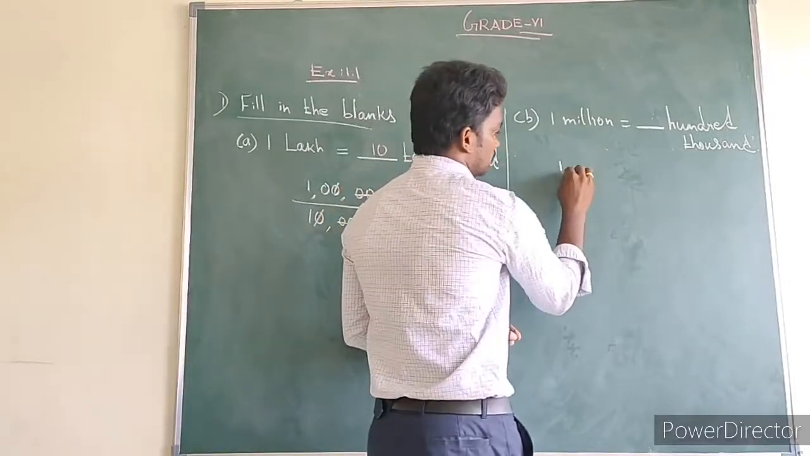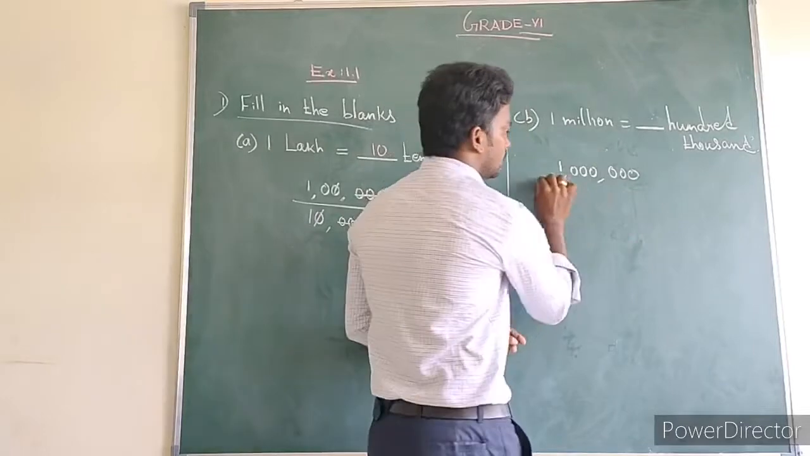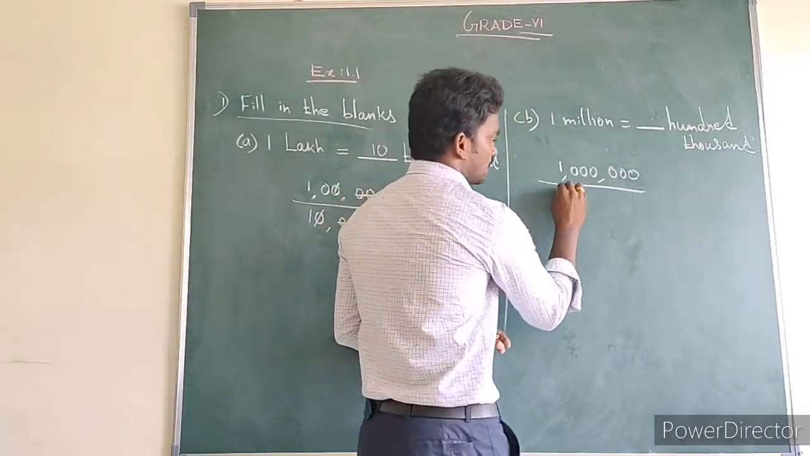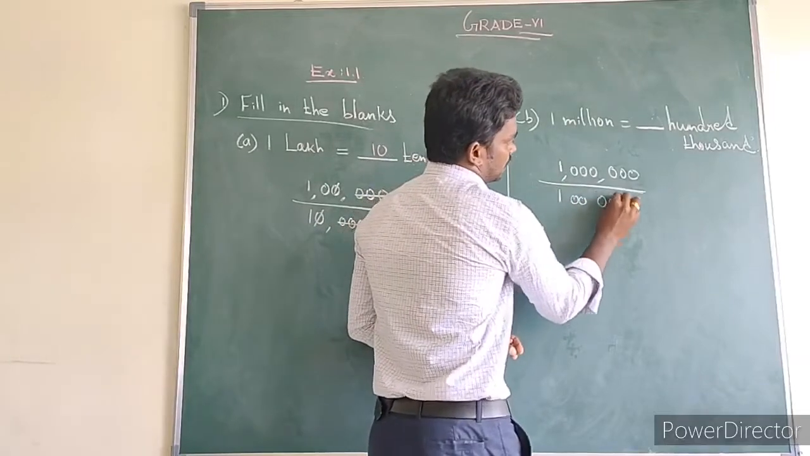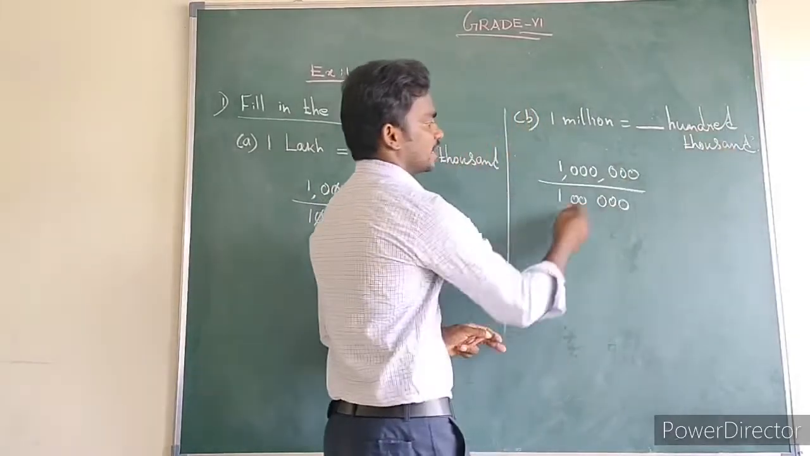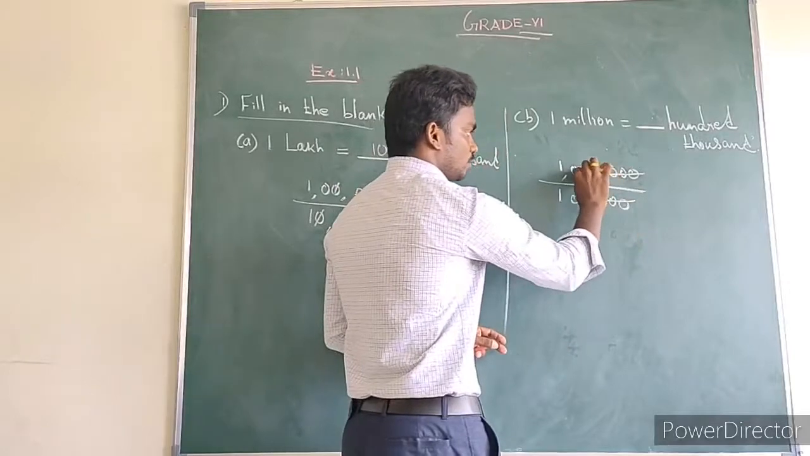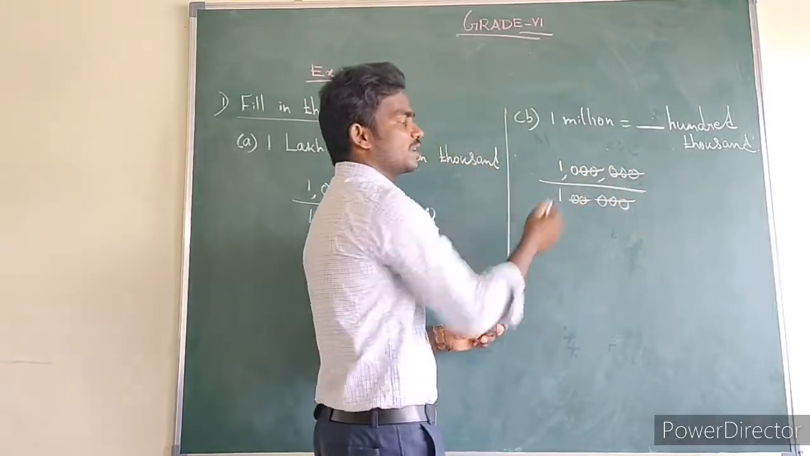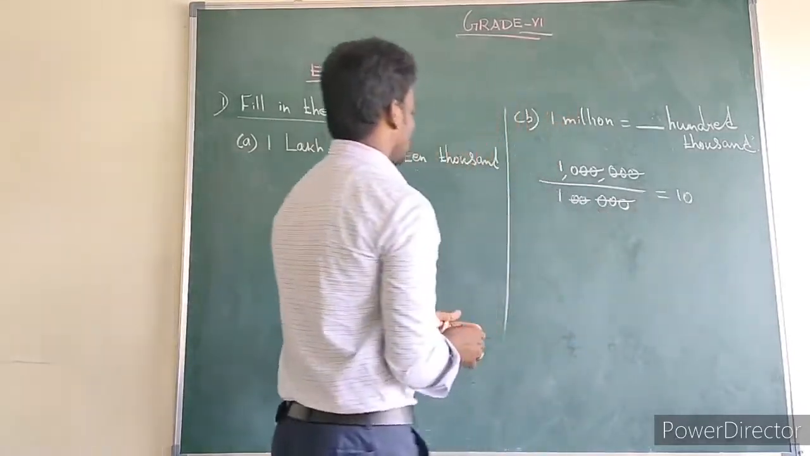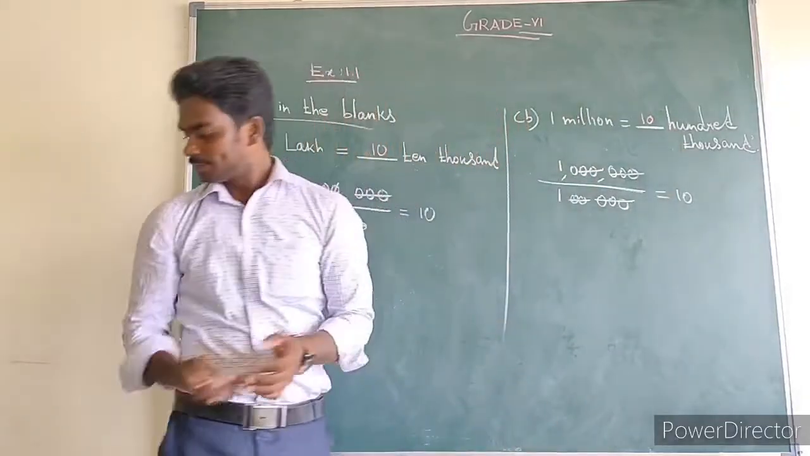How to write million? So this is 1 million divided by 100,000. So 100,000 means we can write it in the same way. So this 30 and 30 are cancelled, this 20 also cancelled. What is the remaining value? 10 by 1, which is 10 only. So what is the value? 1 million equal to 10 times 100,000, right?